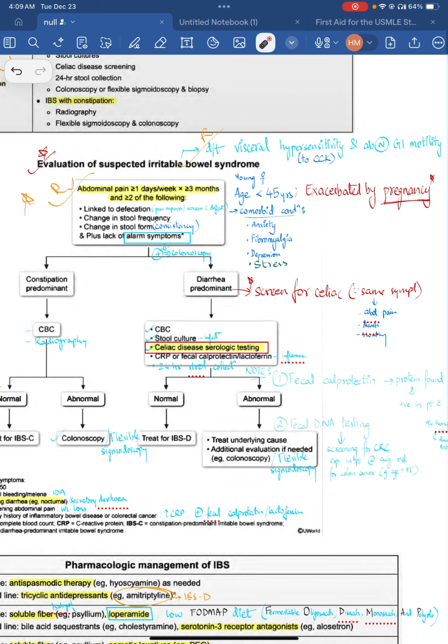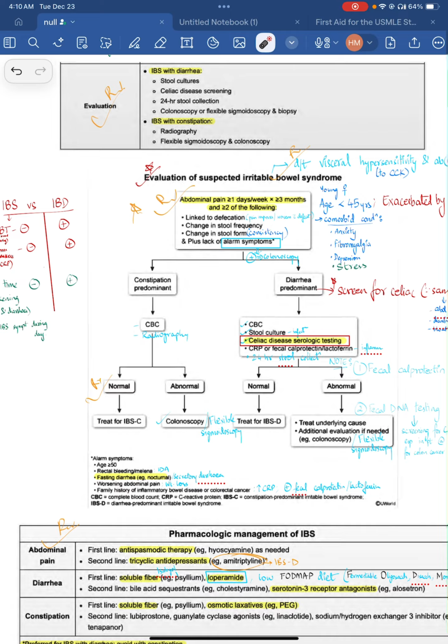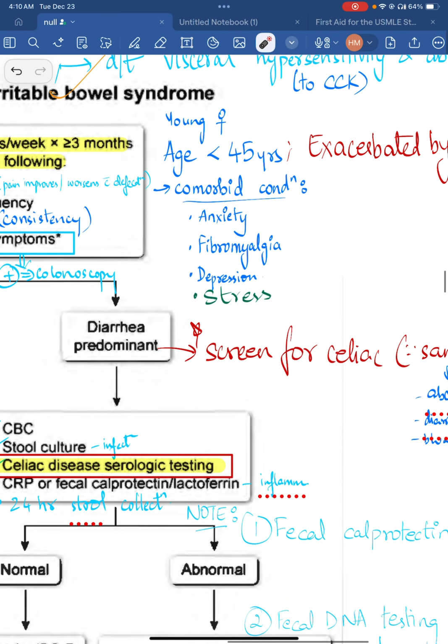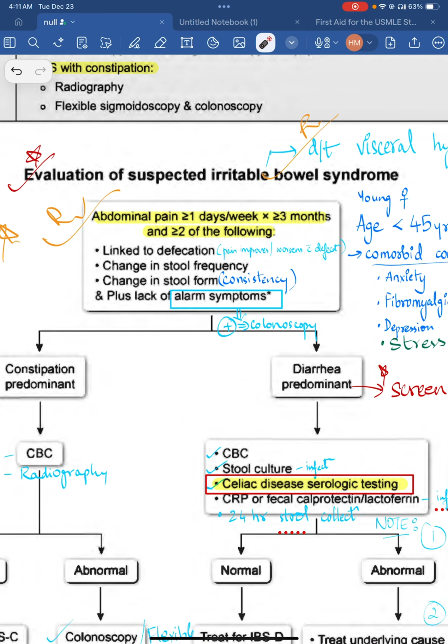Any comorbid conditions like anxiety, fibromyalgia, depression, and stress. Did you know that your gut has an enteric nervous system? So what happens in IBS is this enteric nervous system gets overactivated, which will cause your constipation or diarrhea. So anything that overactivates your enteric nervous system, like anxiety, stress, depression, fibromyalgia, can contribute to the IBS part of a female. Coming back to the evaluation part.